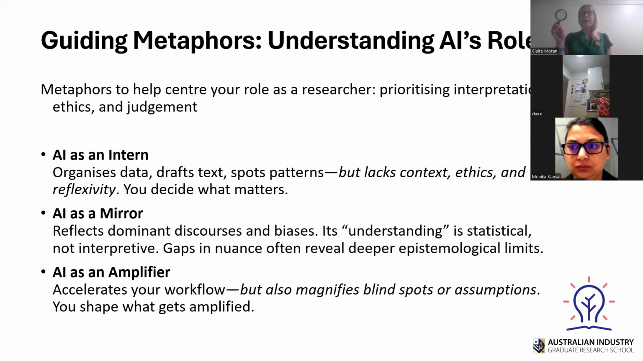Another way to think about AI is like an amplifier. And so here I've got a magnifying glass. So thinking about it as magnifying. So yes, it absolutely helps us accelerate our workflow, but it can also magnify blind spots, and it can also magnify assumptions. Okay. And so when we are talking about magnifying blind spots and magnifying assumptions, you again shape what gets amplified. You shape that through the content that you feed it. You shape that through the type of prompts that you give your AI. Okay. But recognizing it's going to amplify particular things.